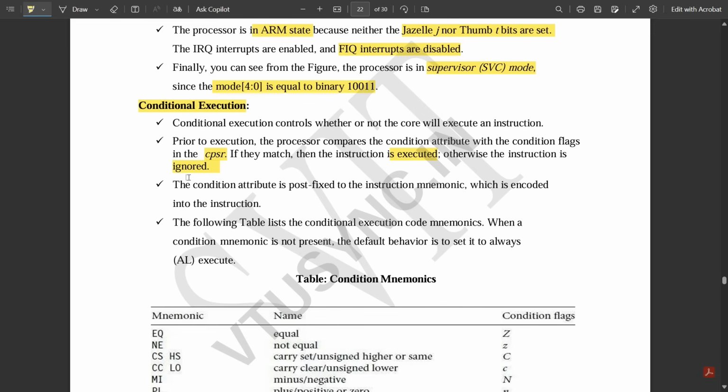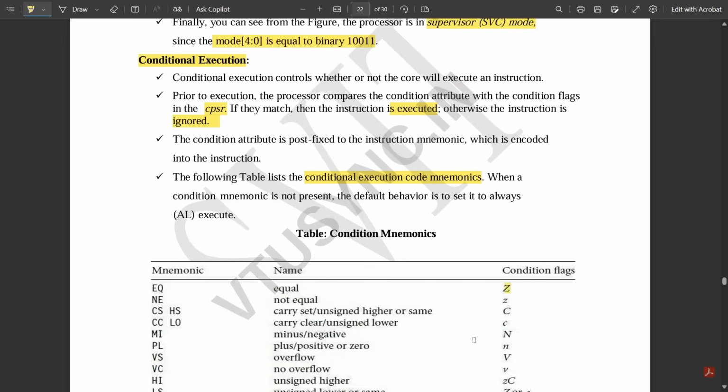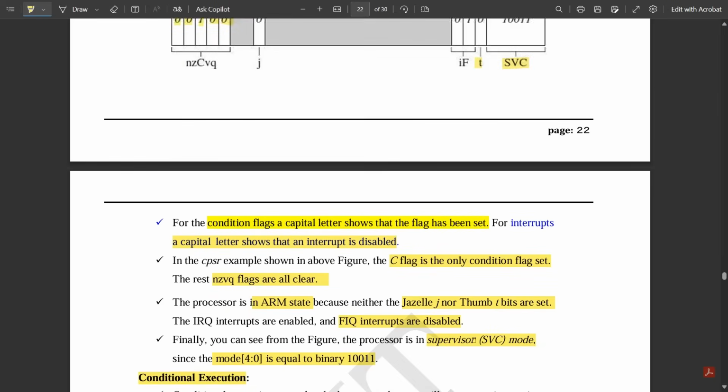Next, the condition attribute is postfixed to the instruction mnemonic, which is encoded into the instruction. The following table lists the conditional execution code mnemonics. When a condition mnemonic is not present, the default behavior is to always execute, that is AL. So this is the conditional mnemonics table. It represents whether it is equal, not equal, and so on. You see here, when it is equal, it is Z. When not equal, it is small z. Like that, it is mentioned here. So just read this table once. It is not so important, but it is for your reference. So this was all about the conditional flags under CPSR.